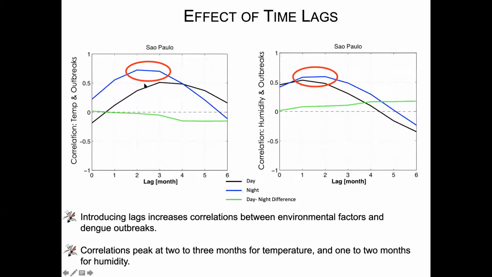What we saw was that you have to account for the lags in order to find these correlations. The black line is the day temperature, the blue line is the night temperature, and the green line is the day-night difference. We found a strong correlation between temperature, in this case the night temperature, and dengue outbreaks. We also found a strong correlation between humidity at night and actually in the day and dengue outbreaks. Overall, correlations peak at 2 to 3 months for temperature and 1 to 2 months for humidity.